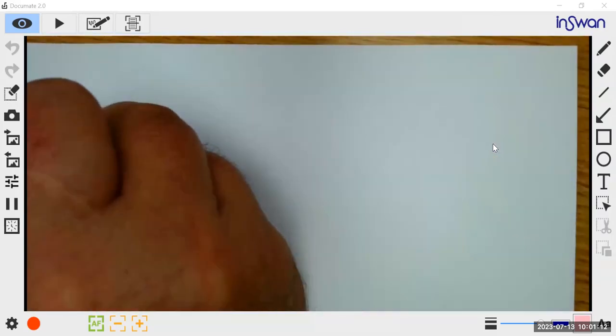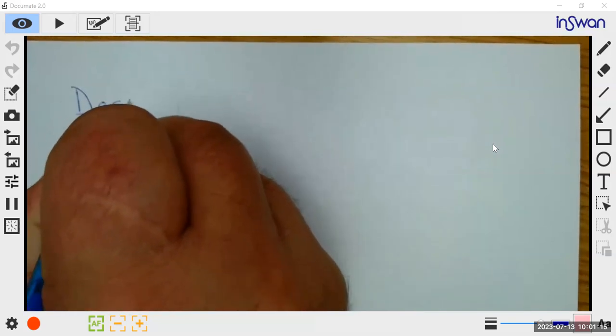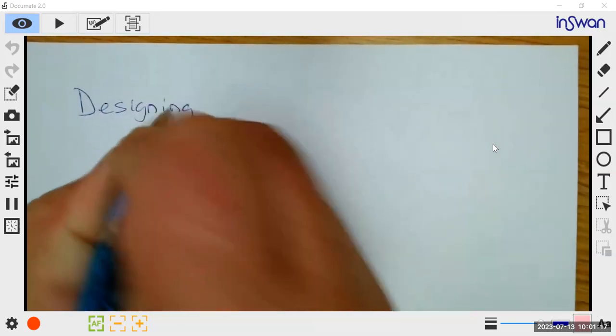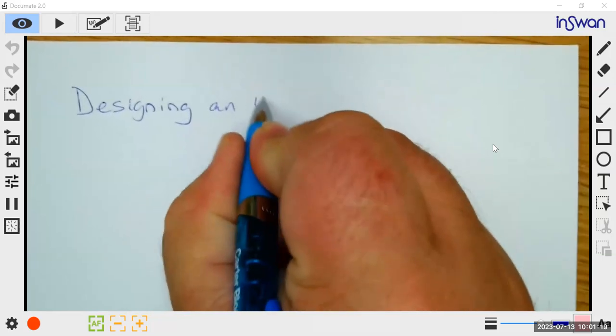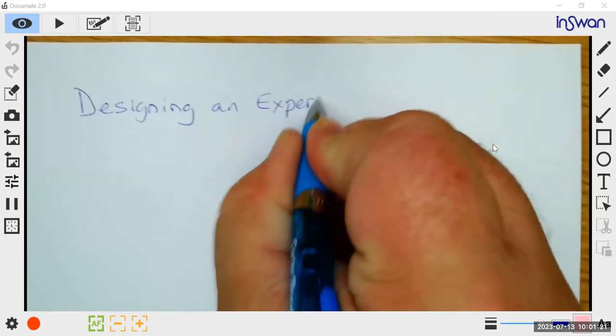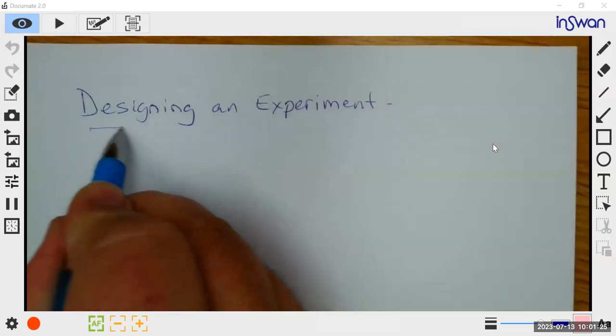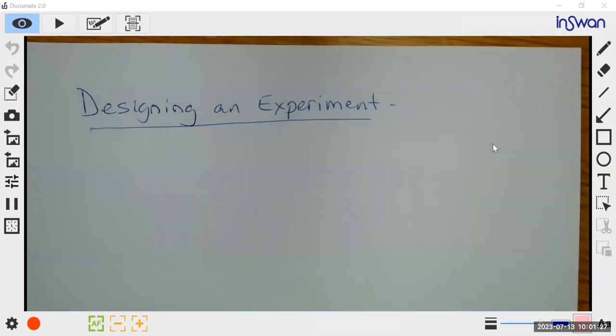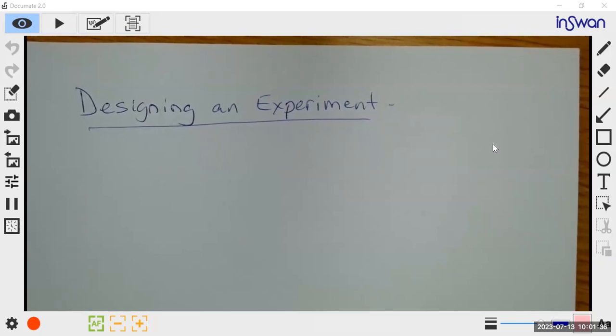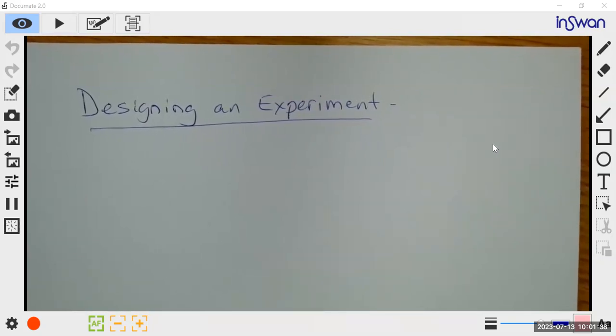All right, designing an experiment. Let's go ahead and, off the cuff right now, what are the steps in designing an experiment?